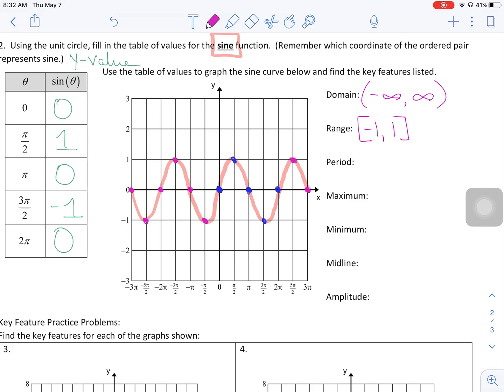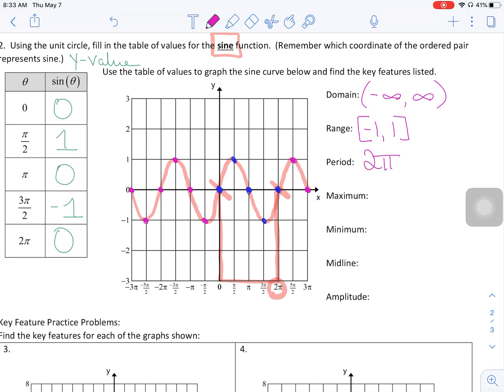Yes, you need to use brackets with those. Okay? Period here, we're going to look at, a few of you do the maximum to maximum. You absolutely can do that. For this one, I'm actually going to go middle to middle here, because the origin actually works pretty nicely for this one. And that's actually going to get me a period of 2 pi.